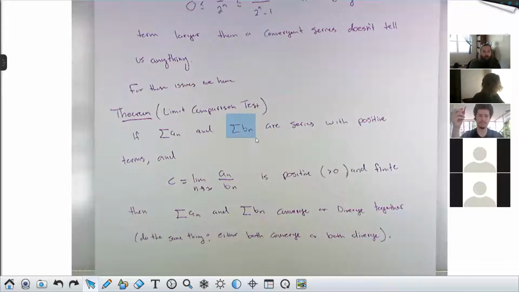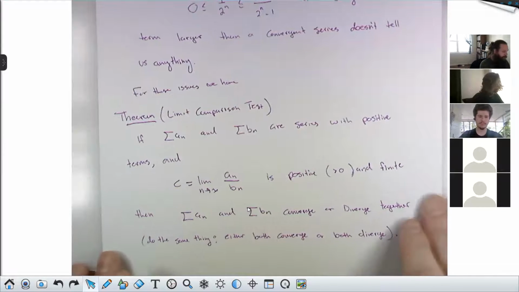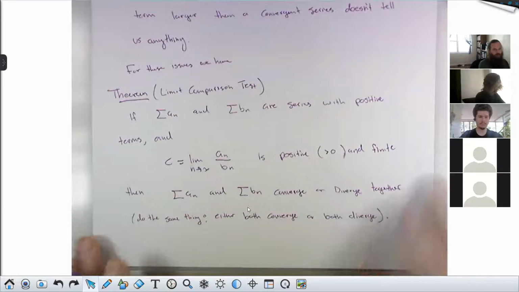So you need to pick the bn's so that two things are true. The series sigma bn is very similar to the series sigma an in this sense. And the convergence of sigma bn is easy to determine. So usually your bn's here will be either geometric or p-series stuff, because those are two families of infinite series about which we know everything. So let's return to the example we were just looking at, sigma 1 over 2 to the n minus 1. I'll hold here just for a second in case anybody needs to write.